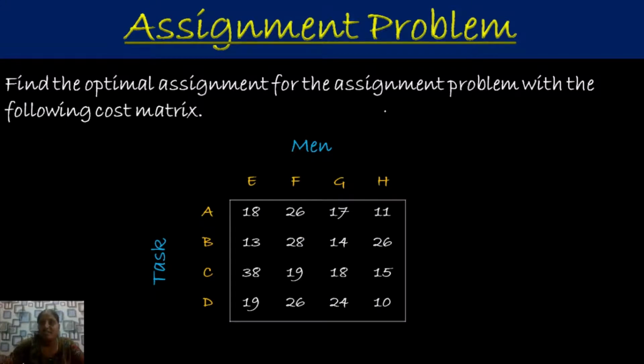Find the optimum assignment for the assignment problem with the following cost matrix. Here tasks and men are given. Look at the cost matrix. It's a square matrix of order 4 because it has 4 rows and 4 columns. So it is a balanced assignment problem.